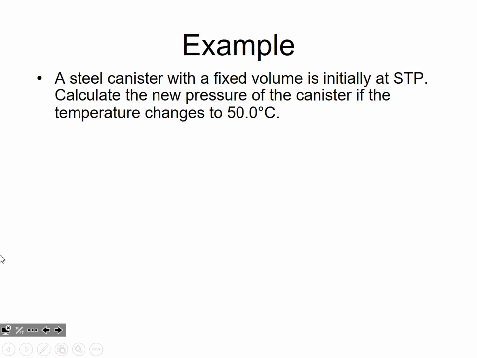So we're going to conclude with a sample problem with the combined gas law. A steel canister with a fixed volume is initially at STP. Calculate the new pressure of the canister if the temperature changes to 50 degrees Celsius. To start this problem, we want to figure out what information has been given to us. So we have a steel canister with a fixed volume. That's actually going to be important. So volume is fixed. That means volume is constant. That means volume is not changing.